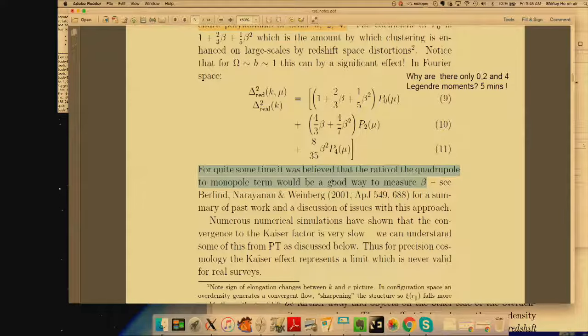So I heard some good answers for the first question. Do you guys have volunteers to tell us? No volunteers? Yes? Yeah, I'm trying.